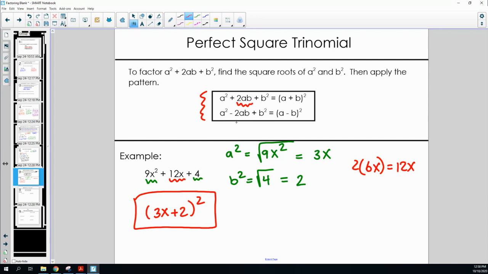Now, if you don't understand this, which is fine, what you can do is just do the previous method. So do a times c, so multiplies to 36, adds to 12, and you can rewrite it, and you would end up getting 3x plus 2 times 3x plus 2. And when you have two of the same exact factors, you can just write it as one of them squared. Okay, either method is fine. I just wanted to show you this perfect square trinomial because this will come up sometimes, and it's a lot faster if you can recognize that it's a perfect square trinomial. But if you can't, there's no problem in just using regular factoring.